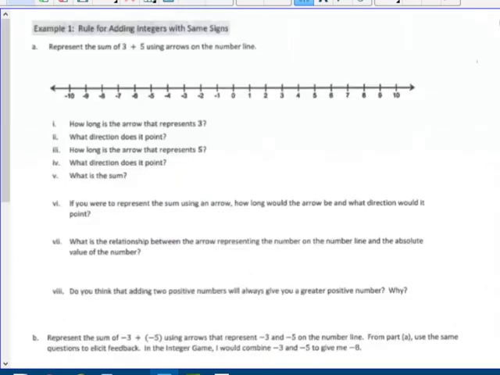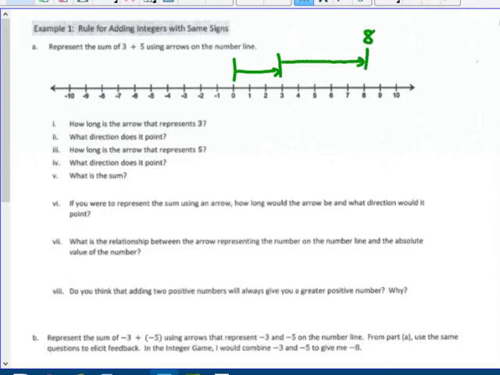Represent the sum of 3 plus 5. Well, this is just like when you're in kindergarten, 3 plus 5. So this explains it even a little bit more. 3 plus 5, 1, 2, 3, 4, 5, is going to give me 8.